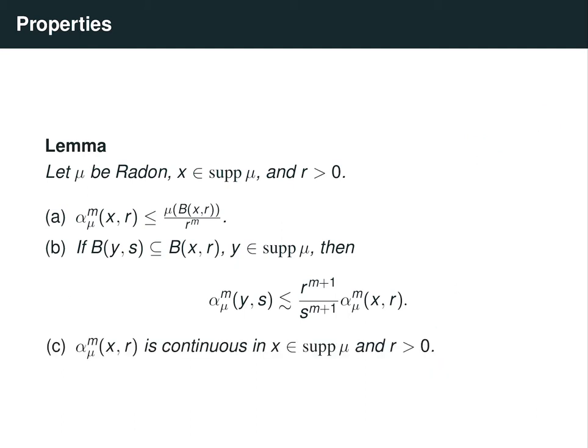Finally, the alpha numbers are continuous as a function of x in the support and r bigger than 0.